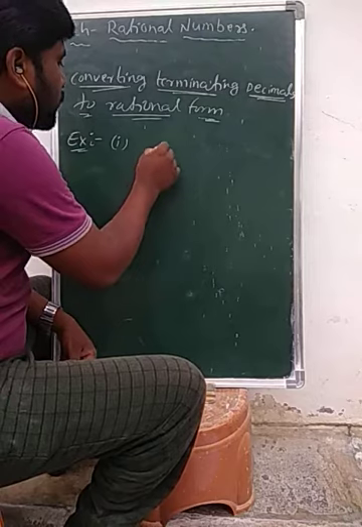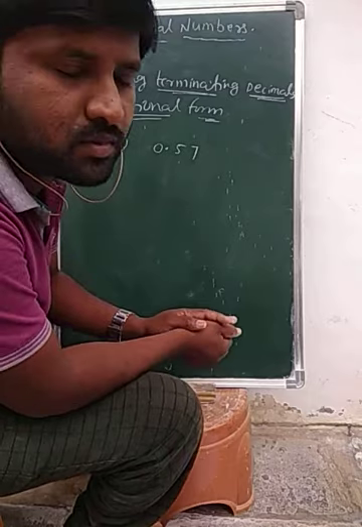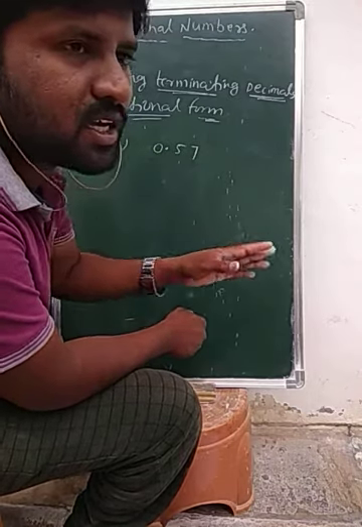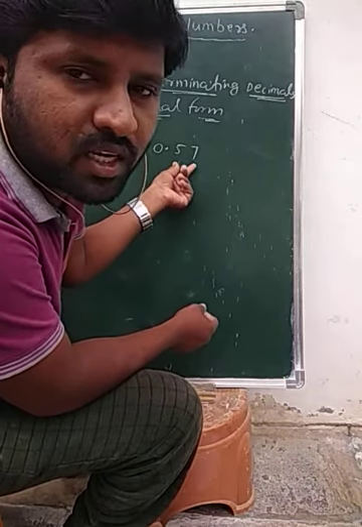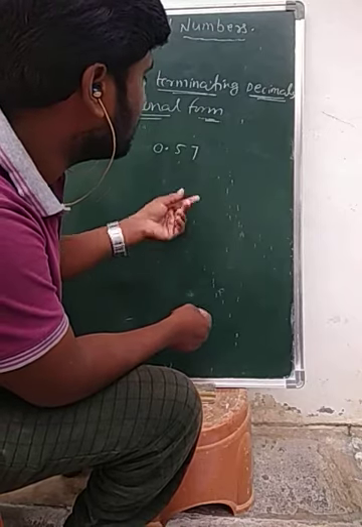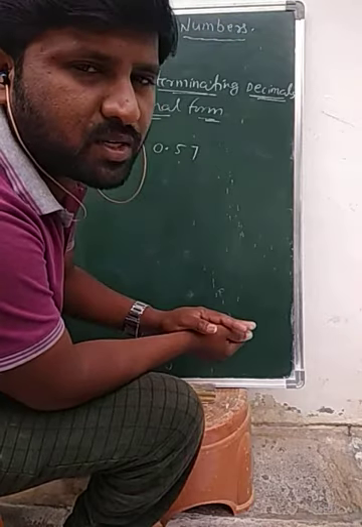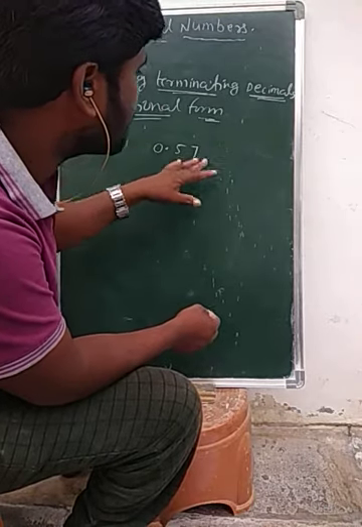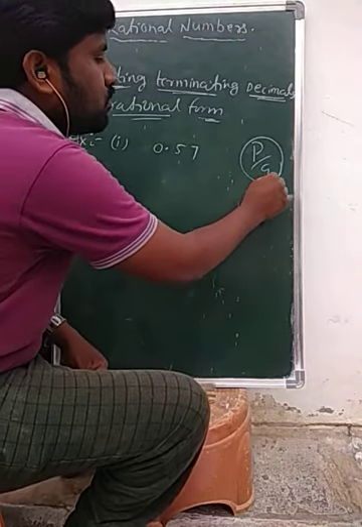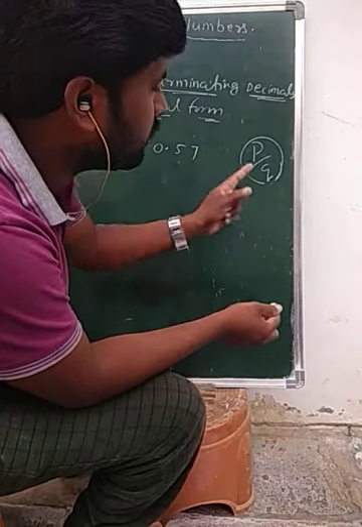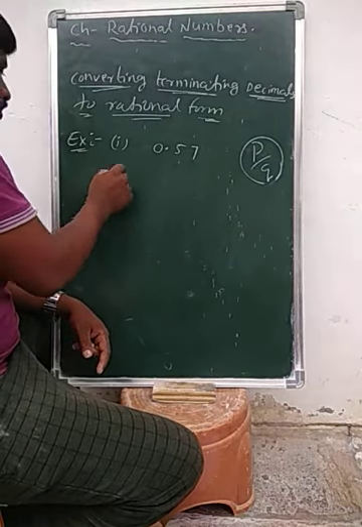In that first question, 0.57. It is a decimal number. It is a terminating decimal, meaning in the decimal part there are a finite number of decimals. On the right side of the point there are only 2 decimal places. That's why it is a terminating decimal. Now see how to write it in rational form. Rational form means we should write it in p/q form. You should write in the form of p/q where p and q are integers, q not equal to 0. Now see what I am doing here.